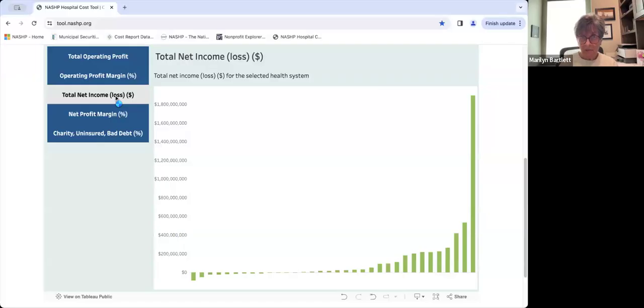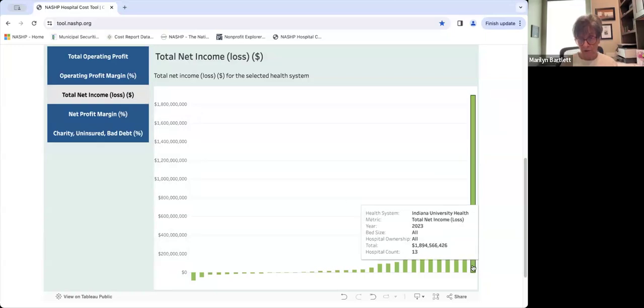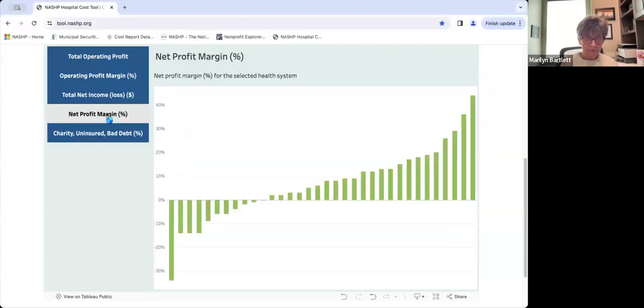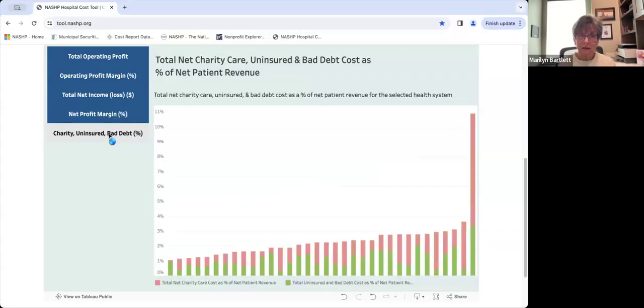Now we get to net income loss. Now this is all expenses, even if they aren't hospital related, and all revenues. And you can scroll over the different ones. And again, this is looking at system. Net profit margin expressed as a percentage. And we look at the total charity and uninsured and bad debt.